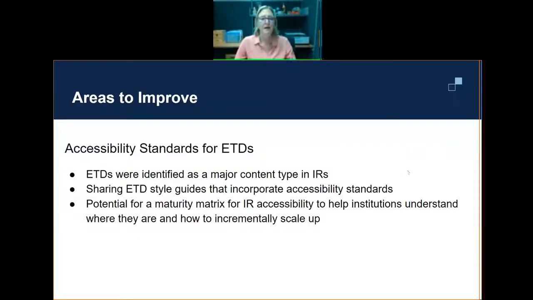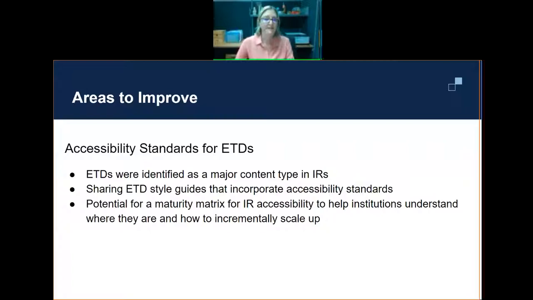And then, as we mentioned, ETDs were identified as a major content type for IRs. So there are ongoing efforts looking at embargoes and various policies and style guides. Looking ahead, we can share out those style guides and specific things for ETDs, centralizing them into communities.